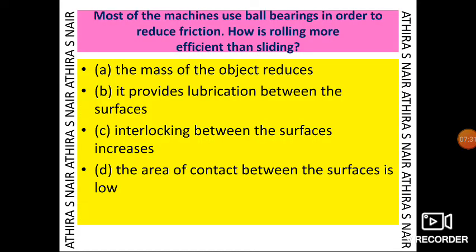Next question. Most of the machines use ball bearings in order to reduce friction. How is rolling more efficient than sliding? First option is the mass of the object reduces. Second option is it provides lubrication between the surfaces. Option C, interlocking between the surfaces increases. Option D, the area of contact between the surfaces is low.